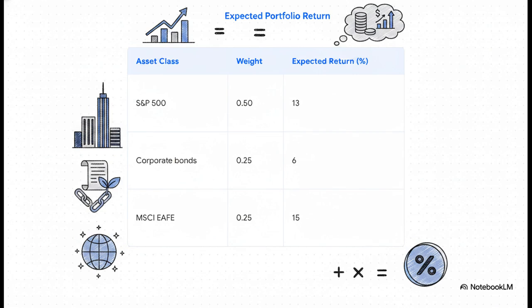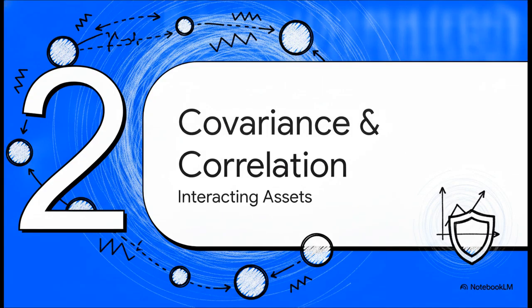We've got 50% in the S&P 500 expecting 13%, 25% in corporate bonds expecting 6%, and 25% in the MSCI EFA expecting 15%. You just multiply each weight by its expected return and add them all up. So half of 13 plus a quarter of 6 plus a quarter of 15. The math spits out an incredibly clean 11.75% expected portfolio return. Easy, right?